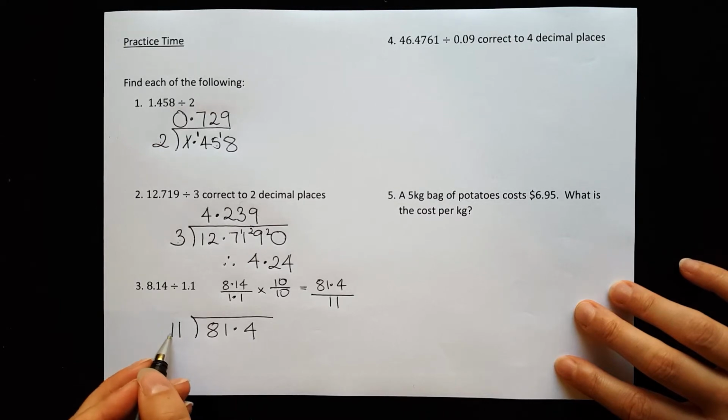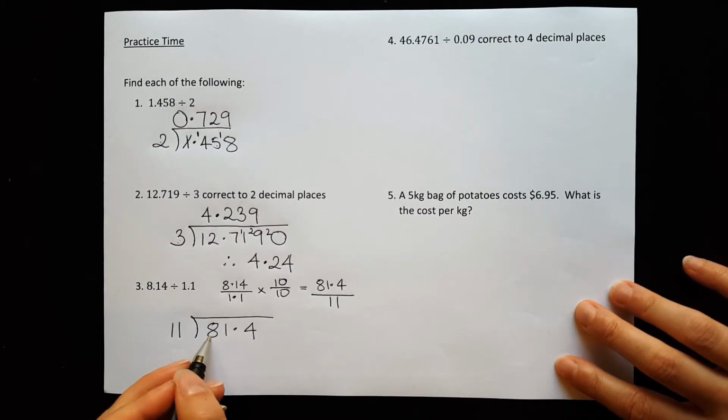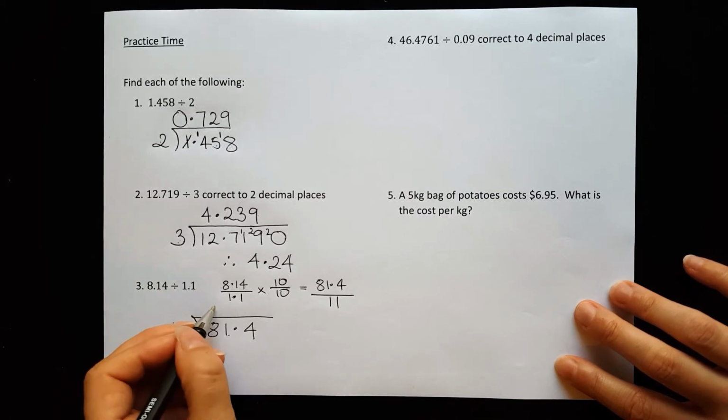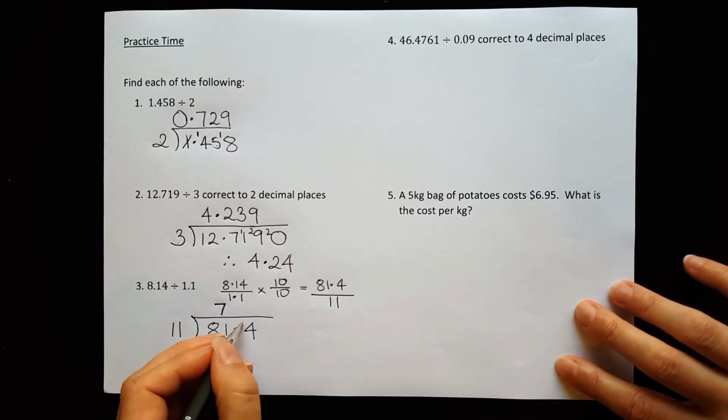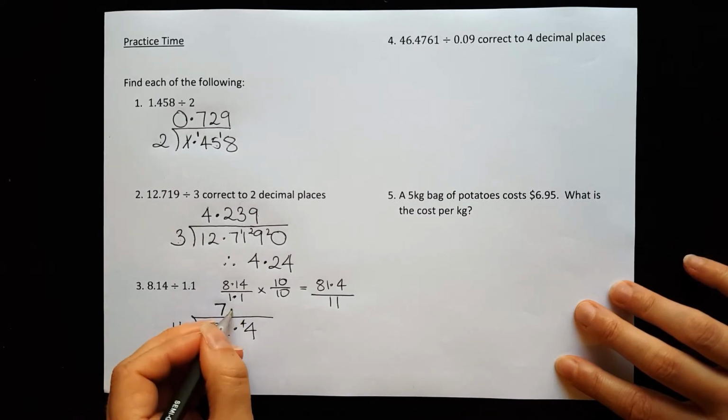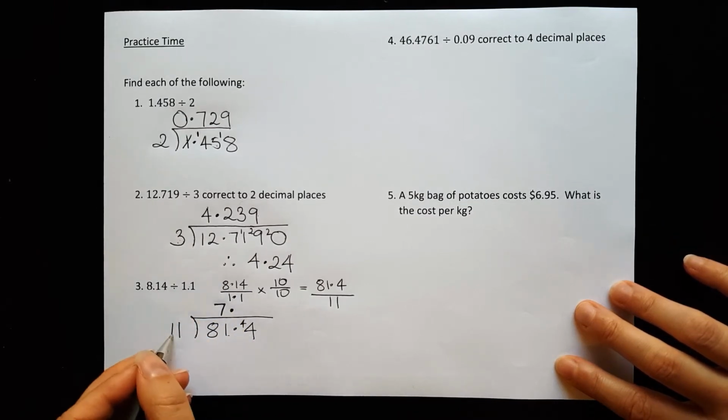So I've got a 2-digit number here, so I'm going to take the first 2 digits, 81 divided by 11. Now your 11 times tables, 11 times 7 is 77, which is going to give me a remainder of 4 to put over here. And 44 divided by 11 goes 4 times. So it's actually quite a nice, neat answer.